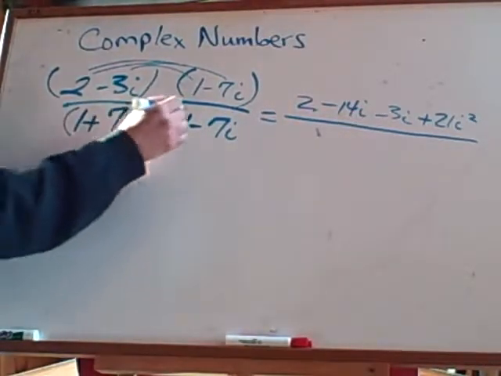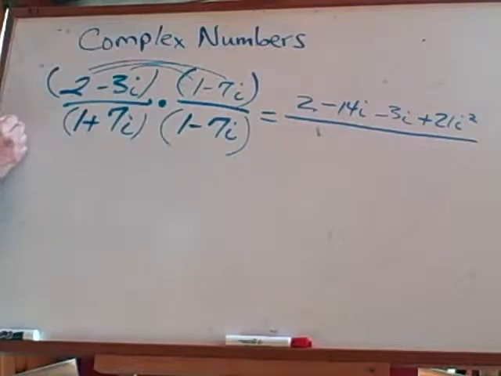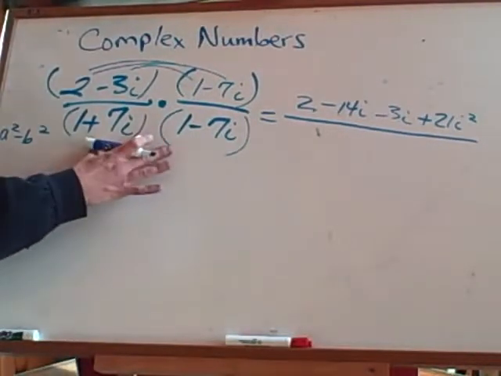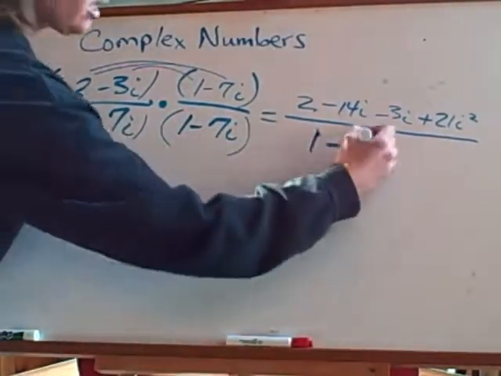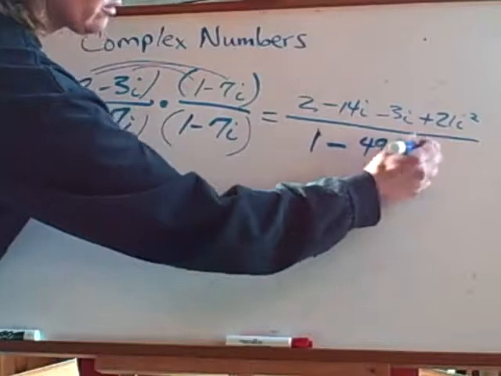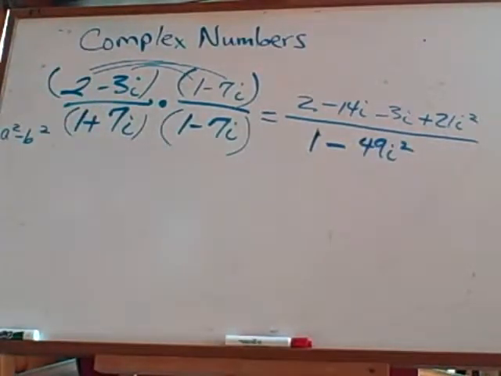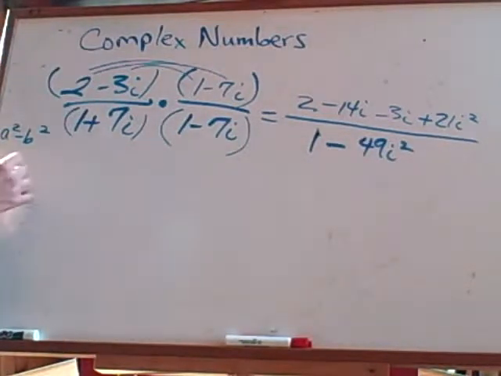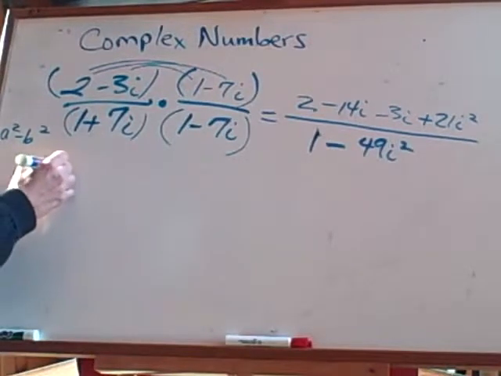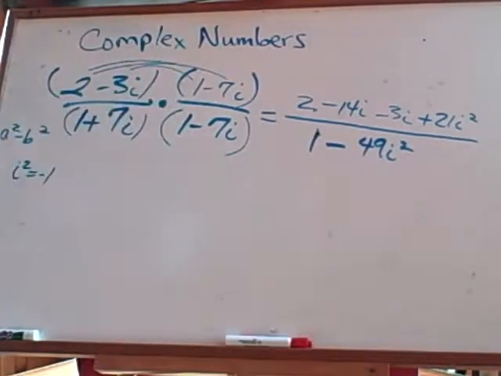And then if we did the bottom here, we already know that this is going to come out as a squared minus b squared, don't we? So 1 times 1 is 1 minus 49i squared. So now I'm going to take my i squares into account. And i squared equals what? Negative 1. And that way I can do some combining.